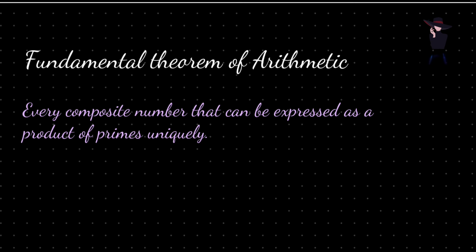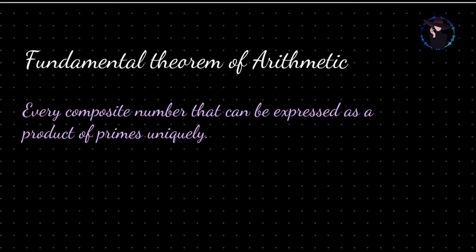On to the next theorem, that's the fundamental theorem of arithmetic. Every composite number can be expressed as the product of primes. So what are the two kinds of numbers here? Composite number and prime number, right? So what's a composite number first? A composite number is a number that has prime factors other than 1 and itself.